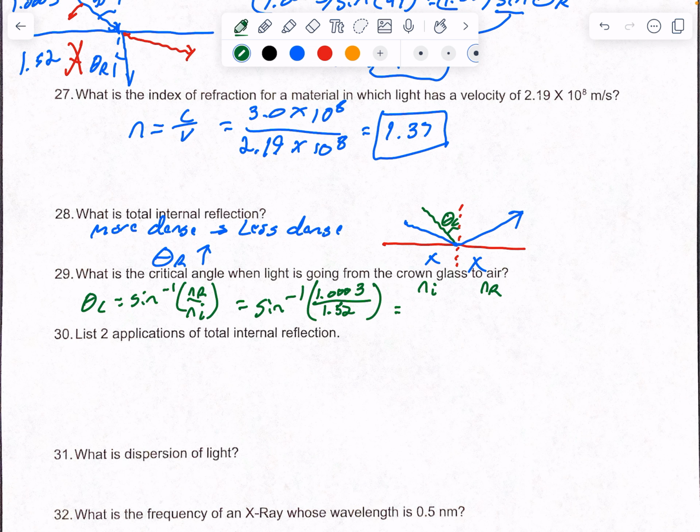Make sure you're in degree mode, and you get a critical angle of 41.59 degrees. So that's the max angle you can come in at where you still have refraction. Anything past that is going to be total internal reflection.